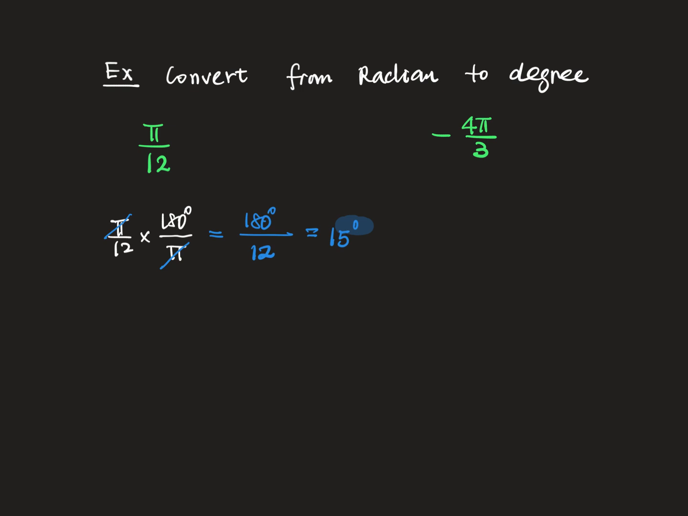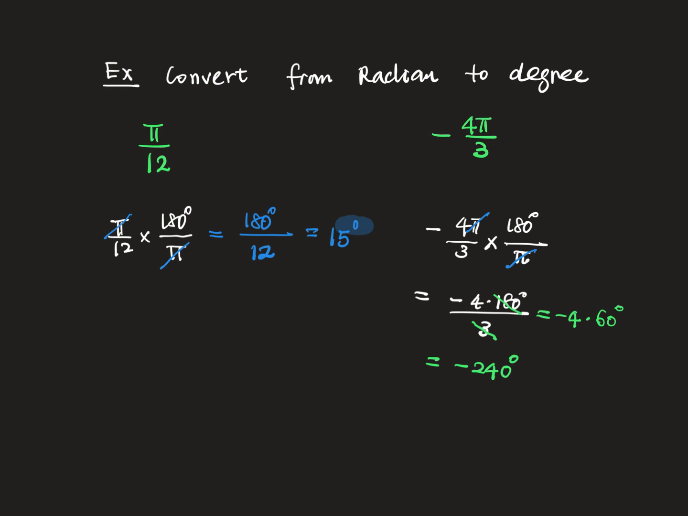So another one is right there. Here is negative 4 pi over 3 times 180 degrees over pi. So first you're going to cancel out pi. Then you're going to have negative 4 times 180 over 3. I'm going to cancel out 3 and 180. That's going to be negative 4 times 60. That's going to be negative 240 degrees. So that's how to convert radians to degrees and degrees to radians.